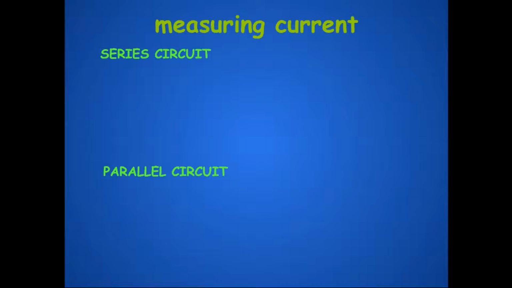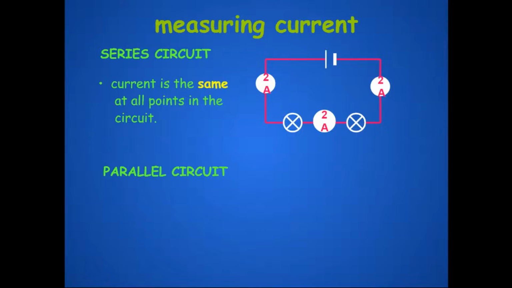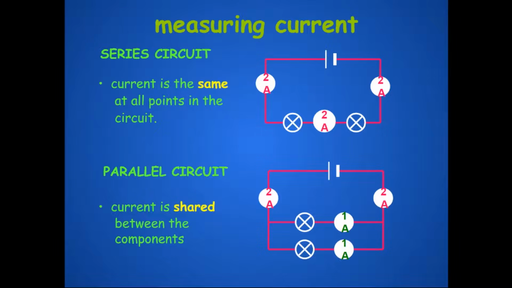So measuring current is the same at all points in the circuit. So if we're doing current, it's going to be 2 amps across, for this example, 2 amps across every single line or wire. If it's a parallel circuit, it's shared between components. So you can see here, when we get down to the parallel circuit, we take that 2 amps and we divide it in half, come out with the 1 amp between each.